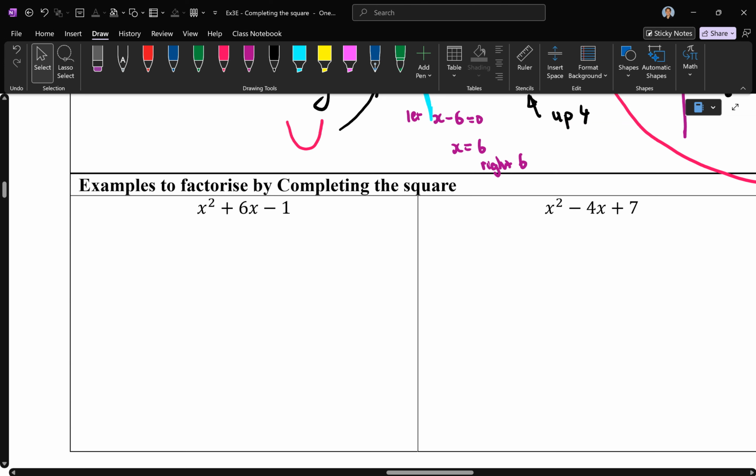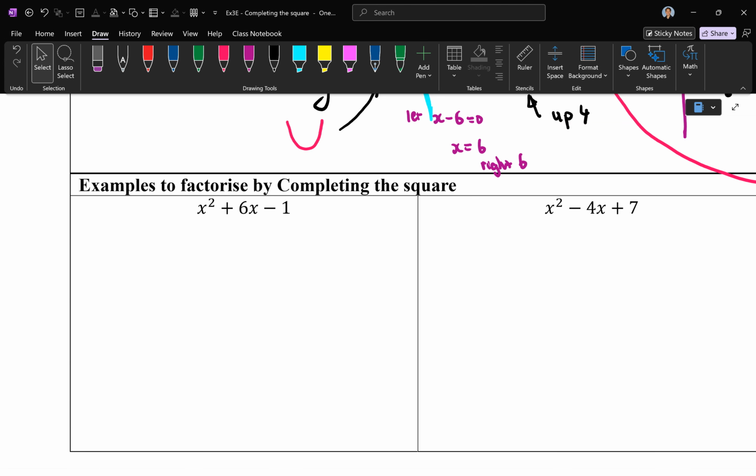So each and every one of these problems has 2 x's. We don't like 2 x's. It's too hard to solve. We like it when there's 1. So here we go. We follow the same technique. Let's do it again. I've got x squared plus 6x, and I've got a minus 1. Now my goal is to factorize it into a perfect square. So let's figure it out.